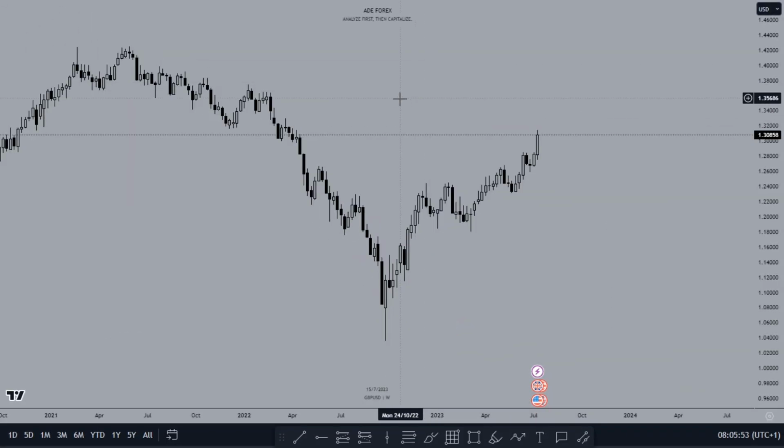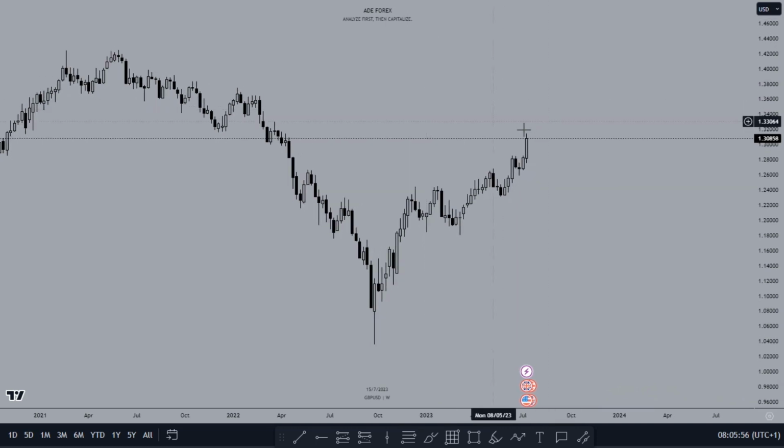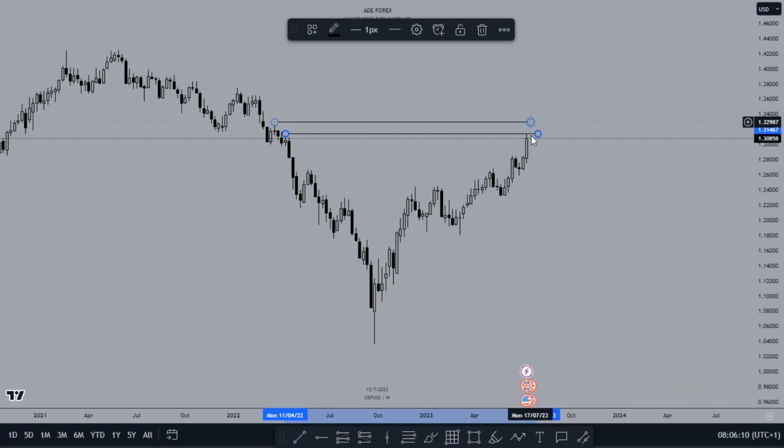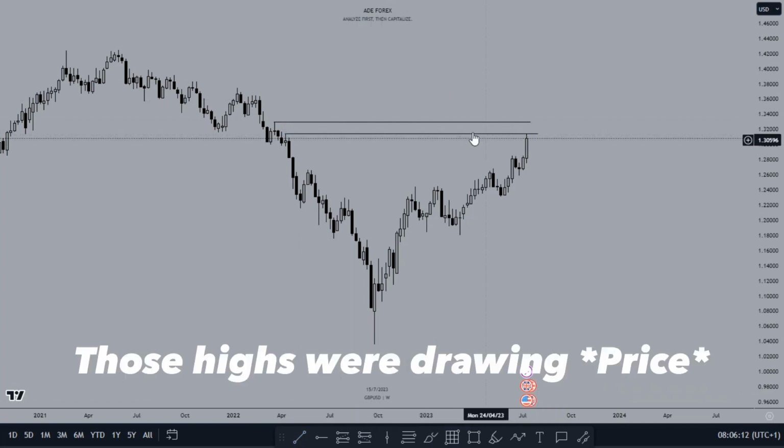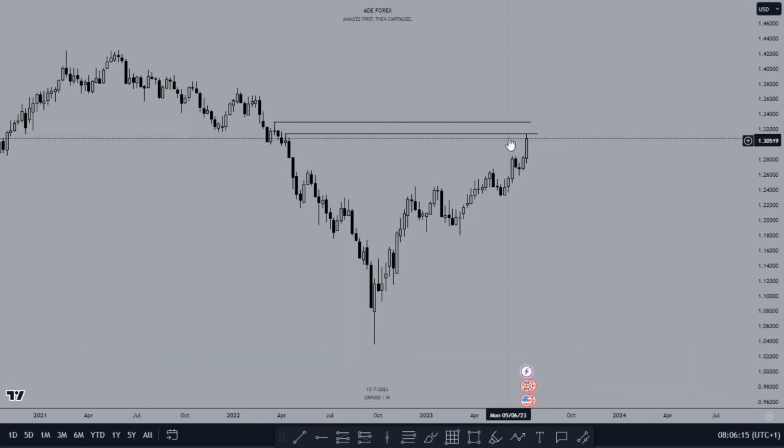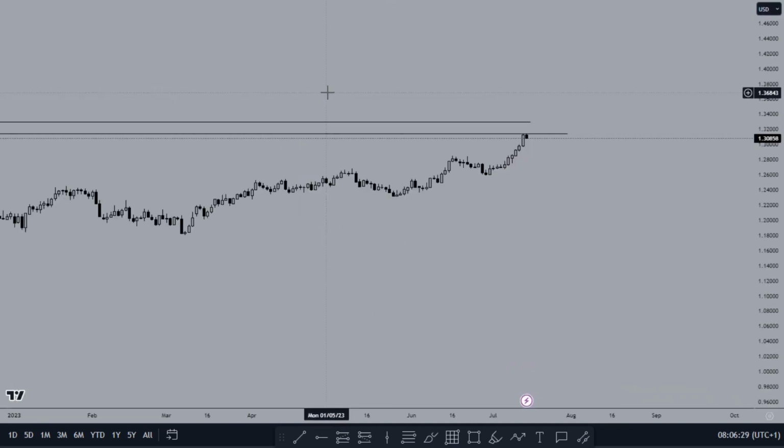Alright, so here we are on the weekly time frame. As you can see, my bias for the week was to be bullish, was to be buying, since the market is basically buying. Right here, these two highs were key areas I was looking at, drawing liquidity. I was expecting price to take out these highs, but price would take out this high first and then eventually this. So let's go to the daily time frame.